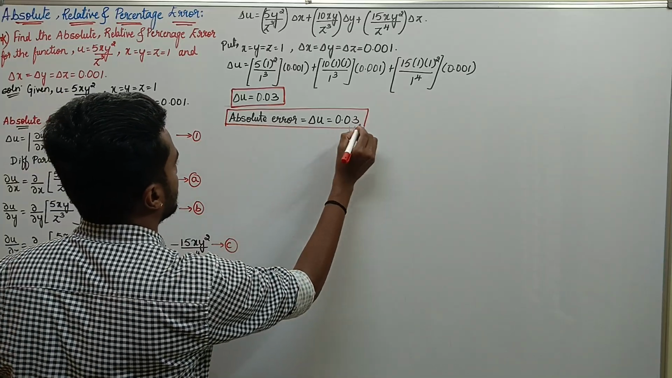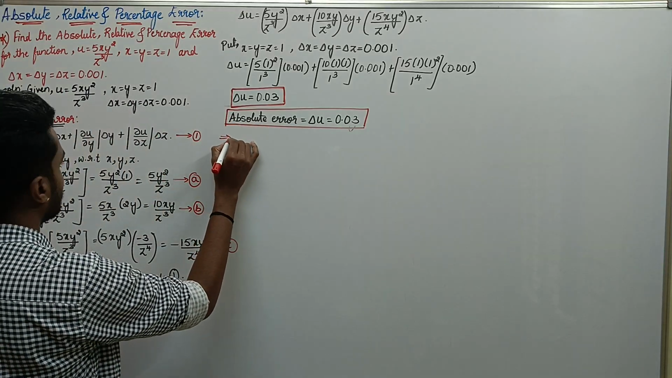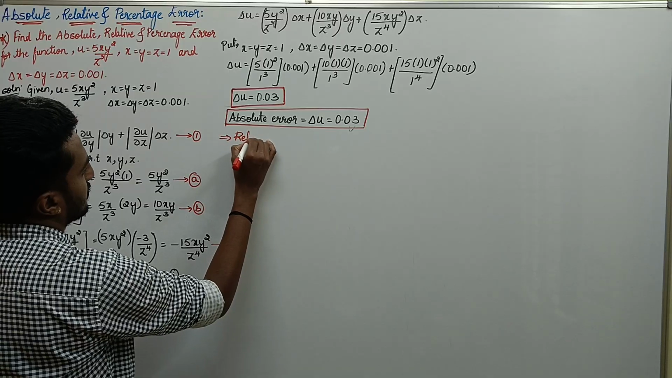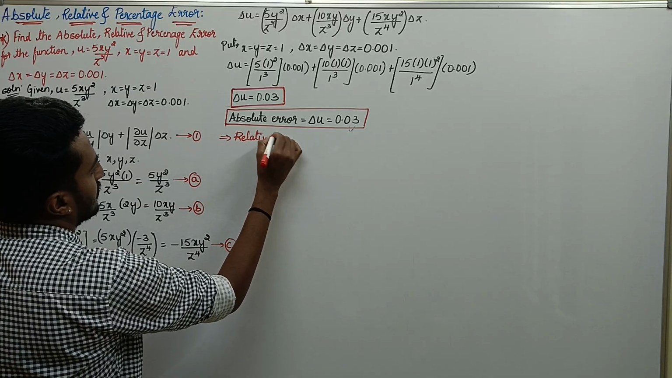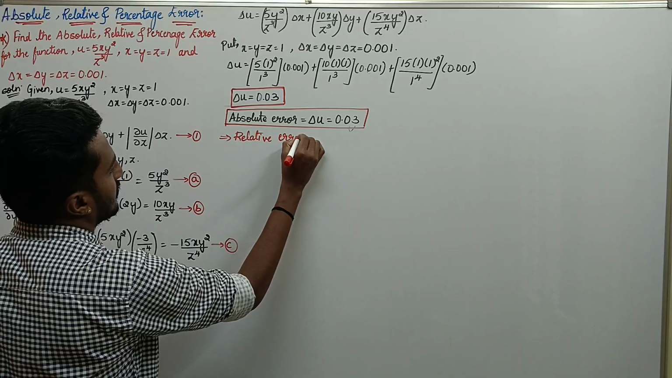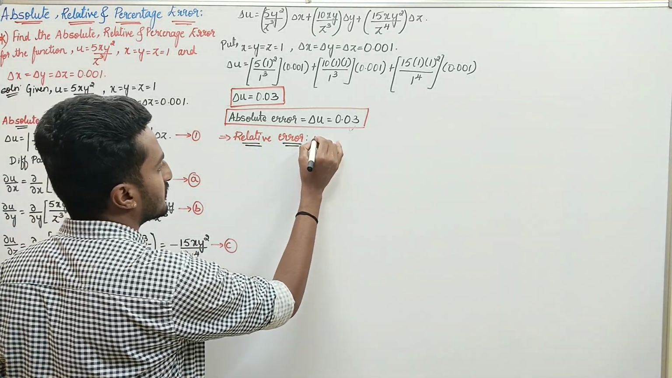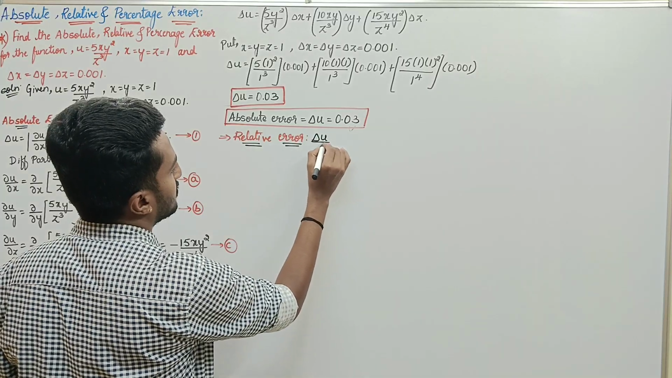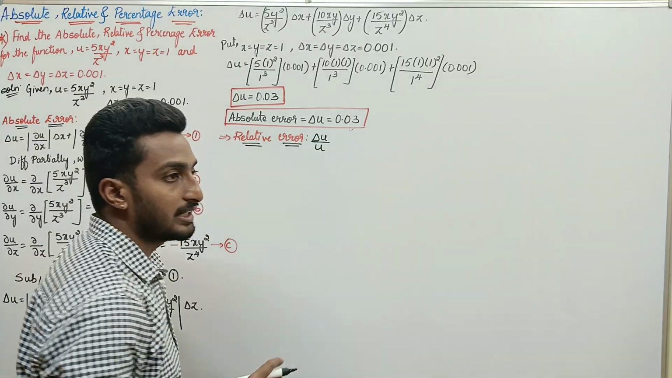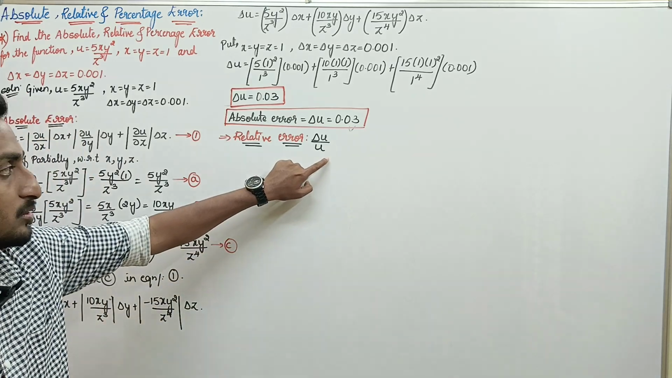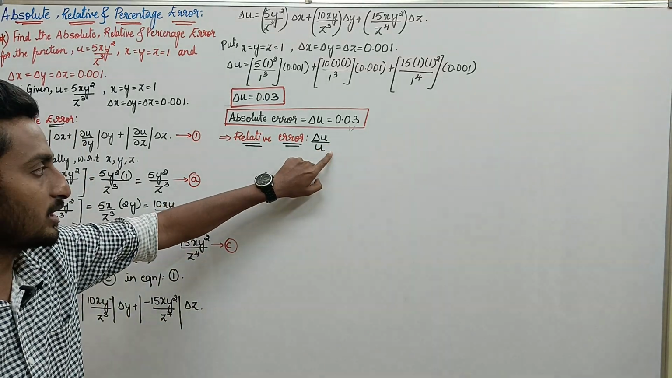Then next we are supposed to find relative error. How to find relative error? We have the condition, relative error is given by del u by u. Got the point? Relative error is given by del u by u. We have del u, but we don't have u.